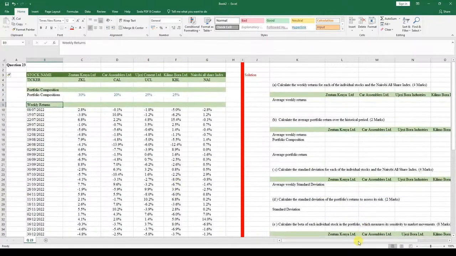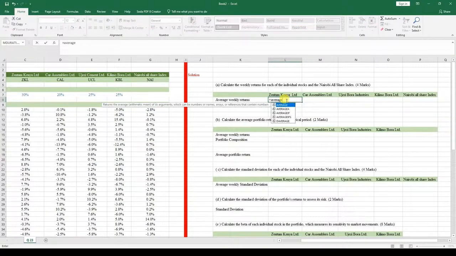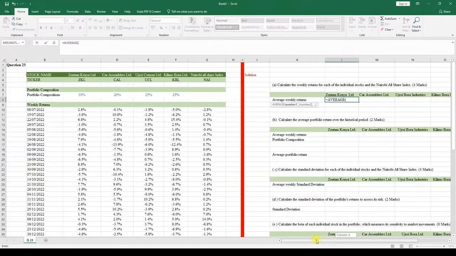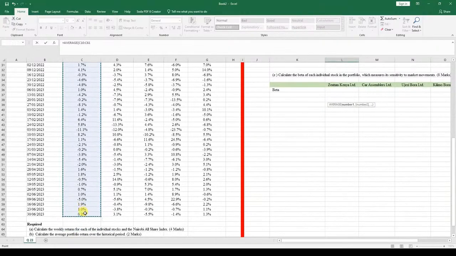So the way I've decided to arrange the information is as you can see on the right of your screen over here, to calculate the weekly returns for each of the individual stocks and the Nairobi All Share Index. So we just pick average. You can see the average right over here, and the average of what? We want to pick the average for Z-Term Kenya, to pick the average values right here, up to there, close the brackets, and you enter.